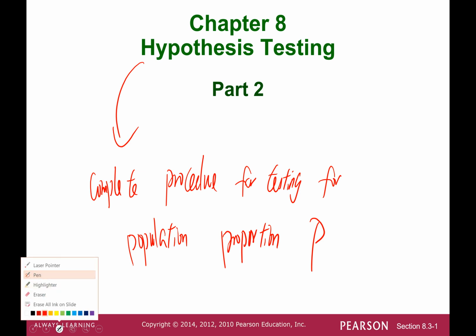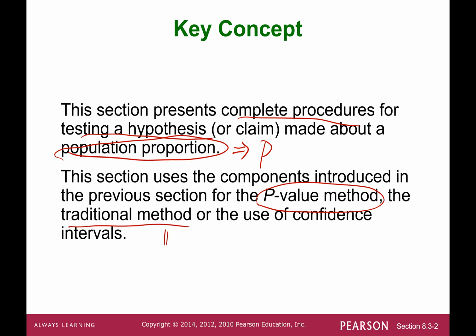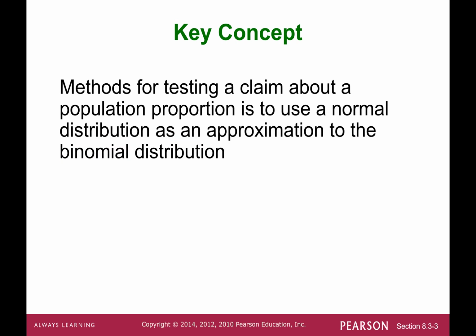So we're going to go over the complete procedure for testing a hypothesis made about the population proportion P. We use components introduced in the previous section for the p-value method and also the critical value method. The traditional method is the critical value method. These are methods for testing a claim about population proportions, using the normal distribution as an approximation to the binomial distribution.